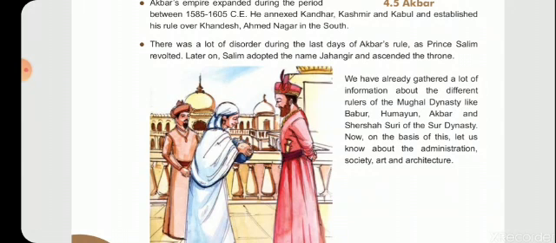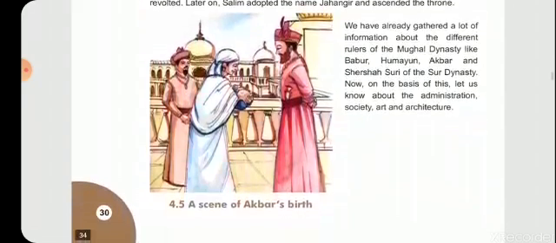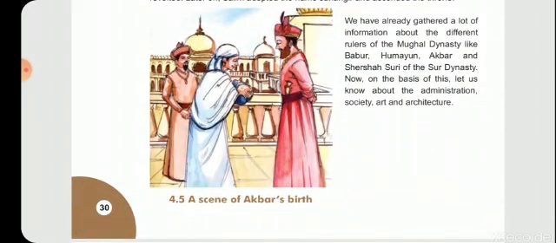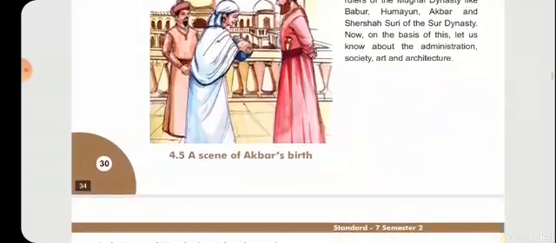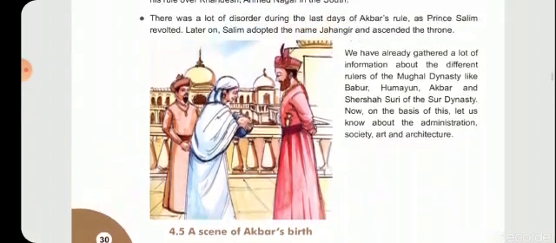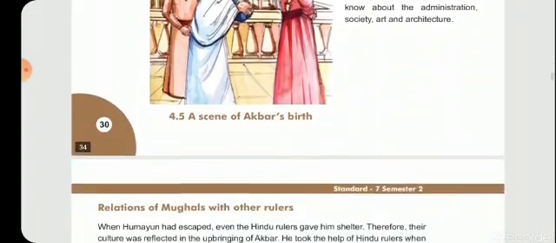We have already gathered a lot of information about the different rulers of the Mughal dynasty like Babur, Humayun, Akbar, and Sher Shah Suri of the Suri dynasty. And now on the basis of this, let us know about the administration, society, art and architecture. Now we have basic information about who started the Mughal dynasty. First Babur started it, then Humayun, then Akbar, and then Jahangir, Salim. In between there was Sher Shah Suri who established the Suri dynasty. Now we'll move our entire attention towards the administration, society, art and architecture of the Mughal dynasty.